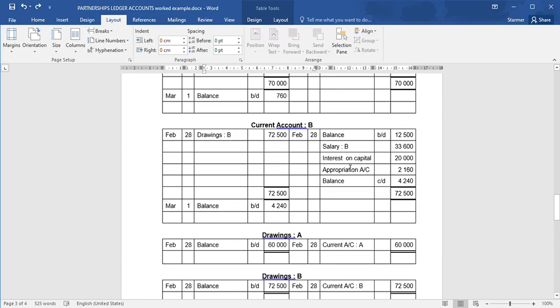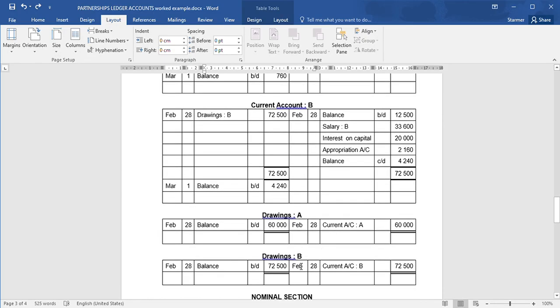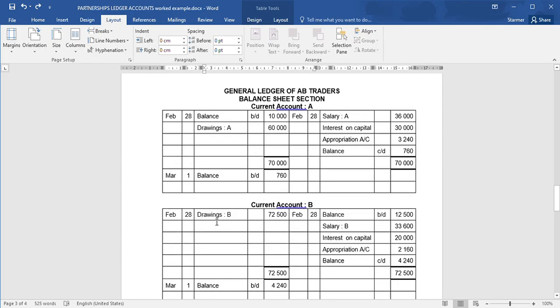And then the last thing you need to worry about is the drawings. At this point here, this drawings account is a debit balance brought down. To close it off, we make debit and credit equal. So you need to credit the drawings account of A and the drawings account of B. Double entry, if you credit here, you're going to debit there.